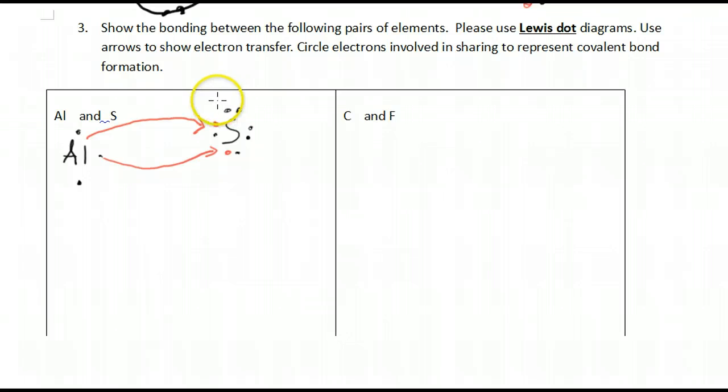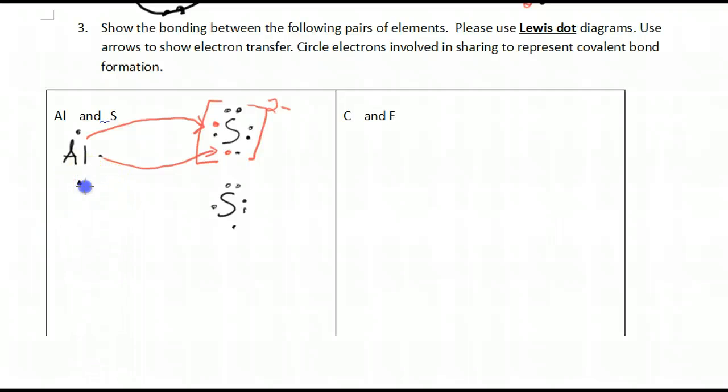So right now, the sulfur is happy, right? So it is a complete ion, and it has a charge of 2 negative. But is this aluminum happy? No, it's not happy yet. So what do we have to do? We have to add another sulfur. So we add another sulfur and put its 6 valence electrons because it's in group 16.